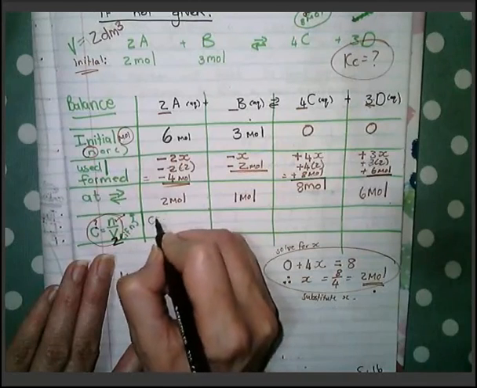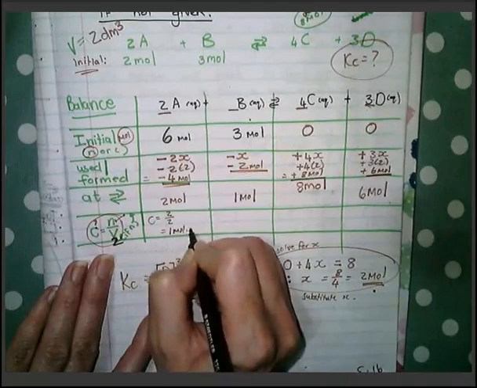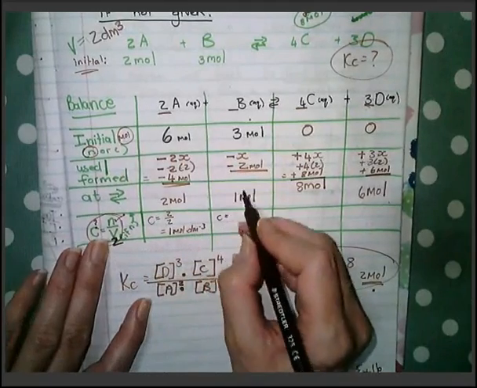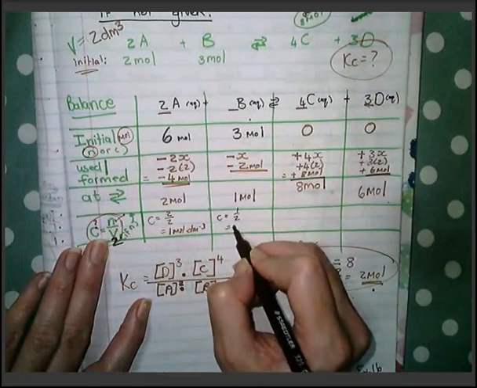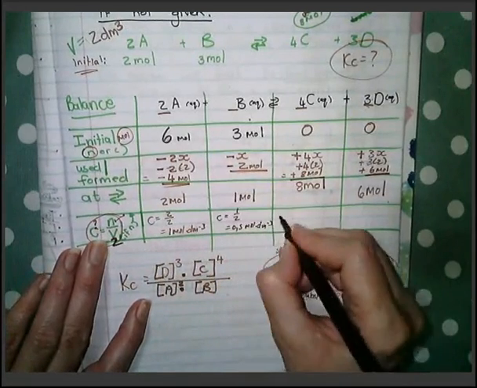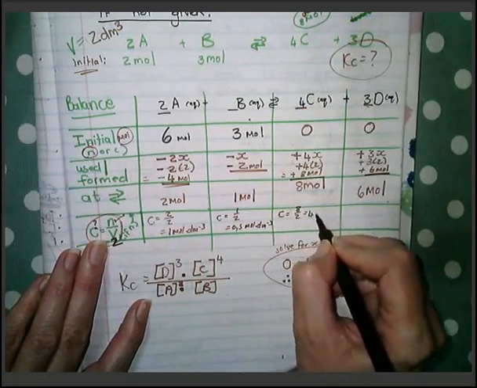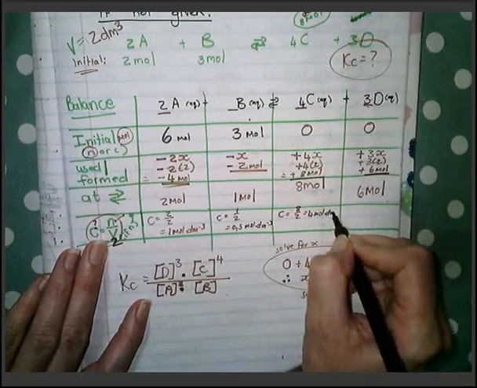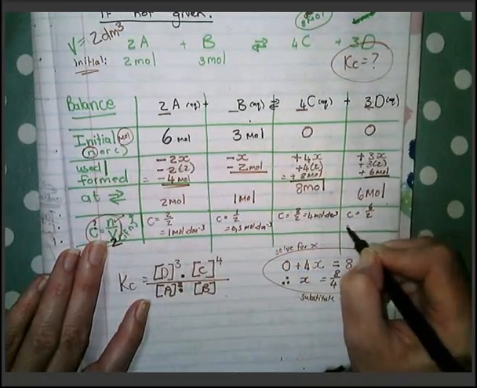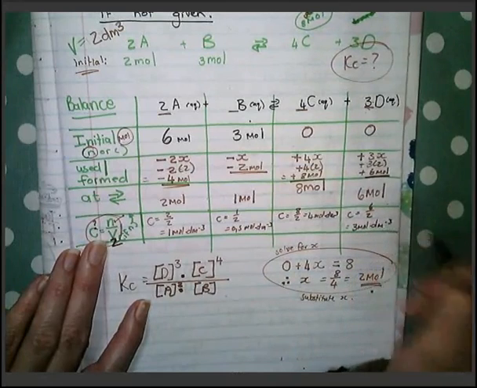So the concentration is 2 over 2, which gives us 1 mole per cubic decimeter. The concentration is 1 over 2, which gives us 0.5 mole per cubic decimeter. The concentration is 8 over 2, 4 moles per cubic decimeter. The concentration is 6 over 2, which is 3 moles per cubic decimeter.